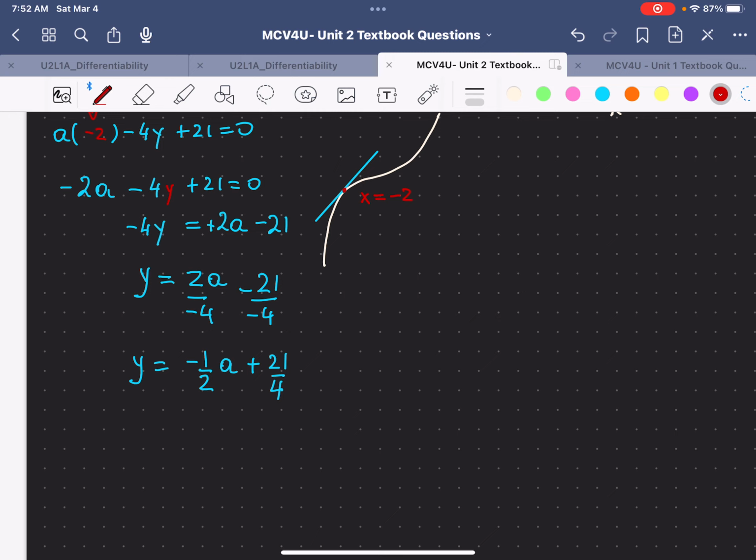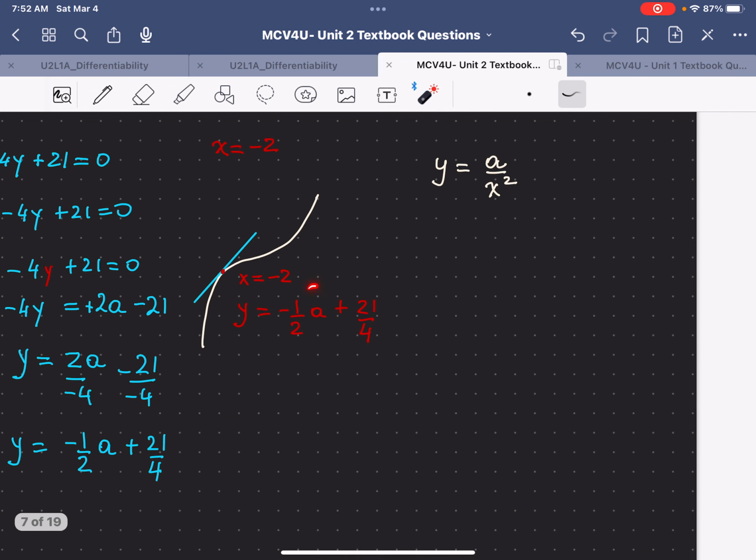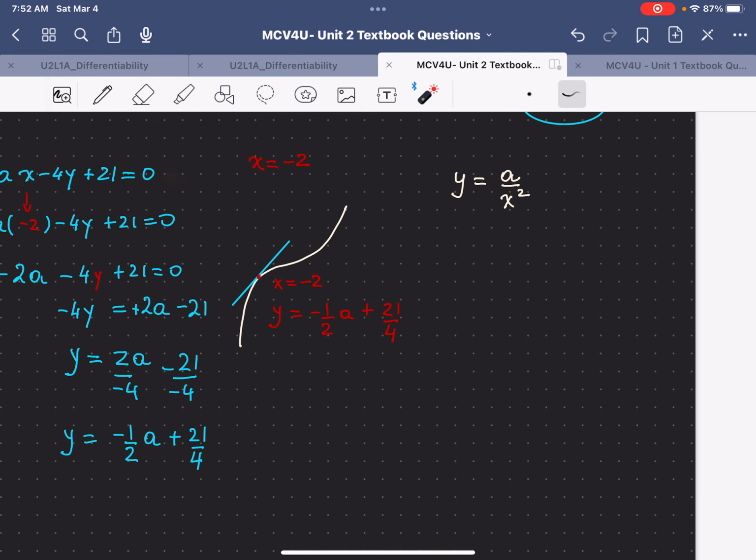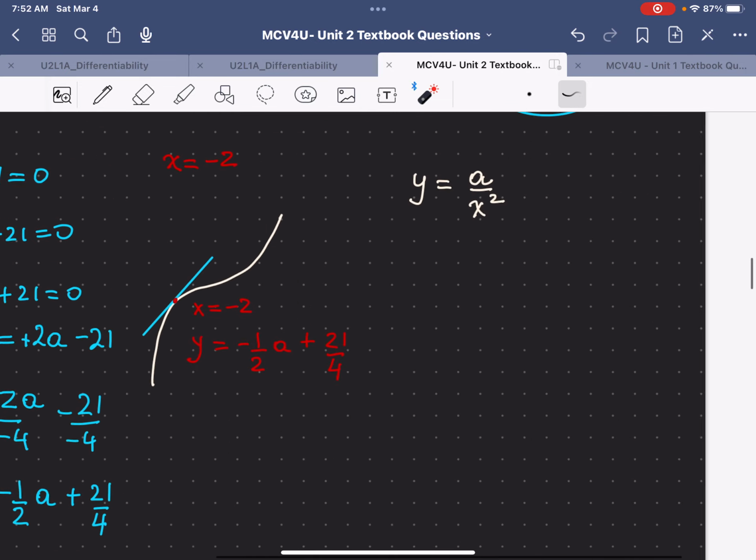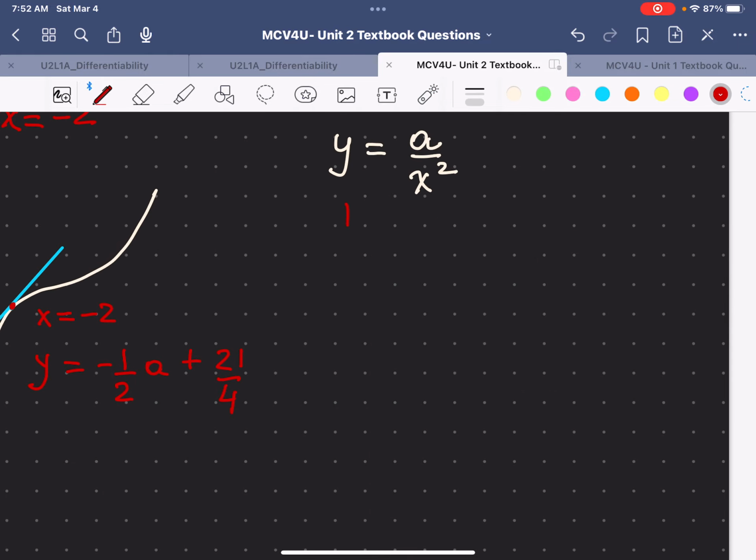So using the tangent line, we figure out that y can be expressed as negative 1 over 2a plus 21 over 4. So we'll take the coordinates of x and y that we identified by using the equation of the tangent, and substitute them into the equation of the function. Let's see what we get here. So now the value of y will be replaced by negative 1 over 2a plus 21 over 4. The other side, we have a, and we have x to the power of 2, and the x value is negative 2. So let's continue solving.